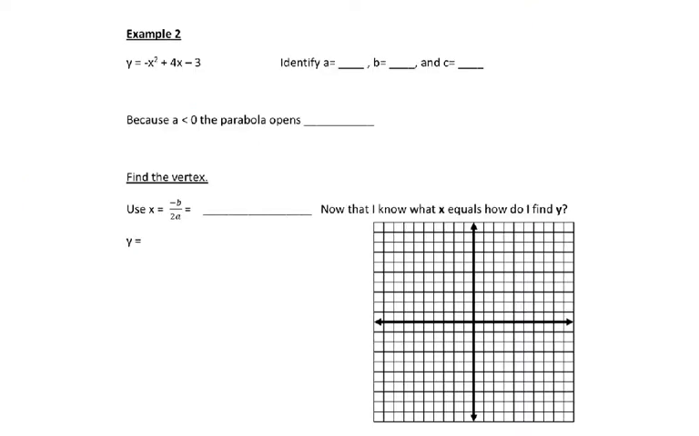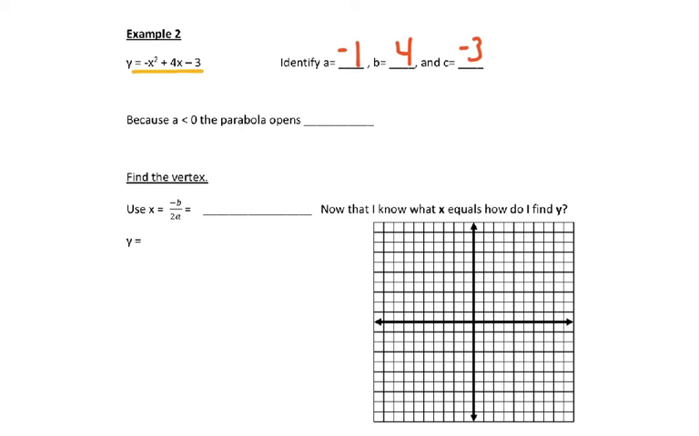Okay, so let's take a look at example number 2. The first thing we want to do in example number 2 is, first of all, notice that this equation, the one that we're looking at, is already in standard form for me. You've got negative 1x squared plus 4x minus 3. Now, just looking at this, here's a couple of things we can identify right away. I know the a value is -1. I know the b value is 4. And I know the c value is -3.